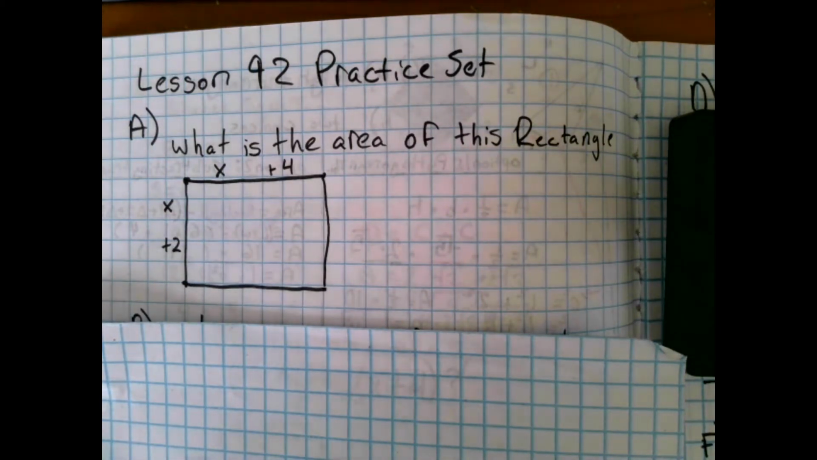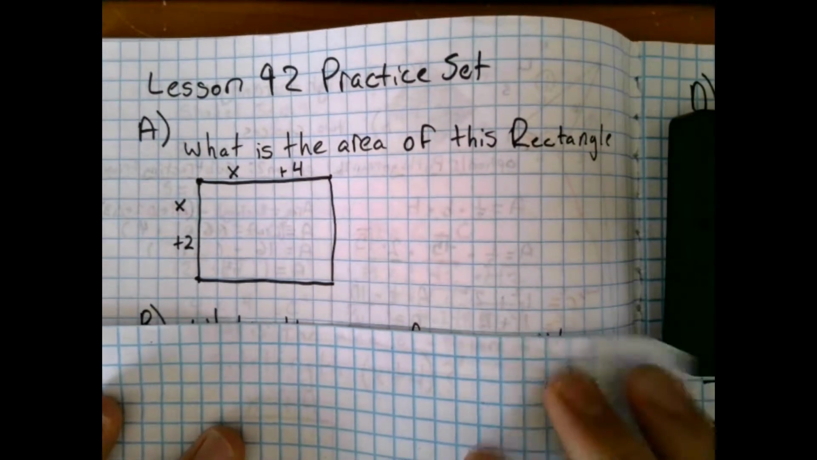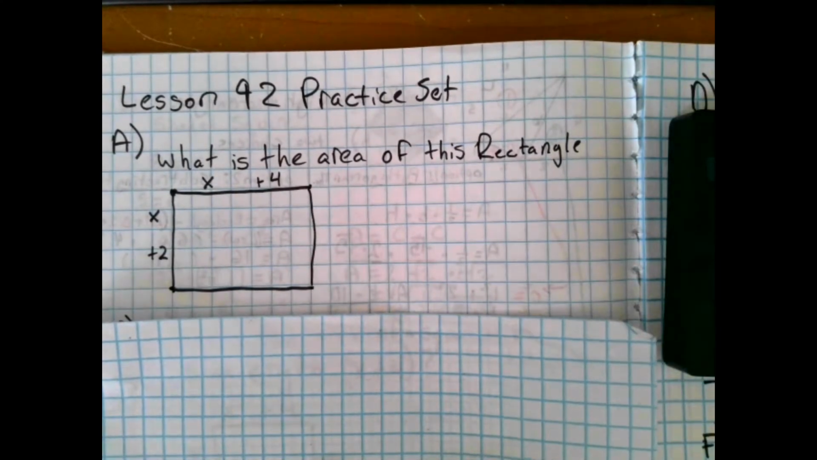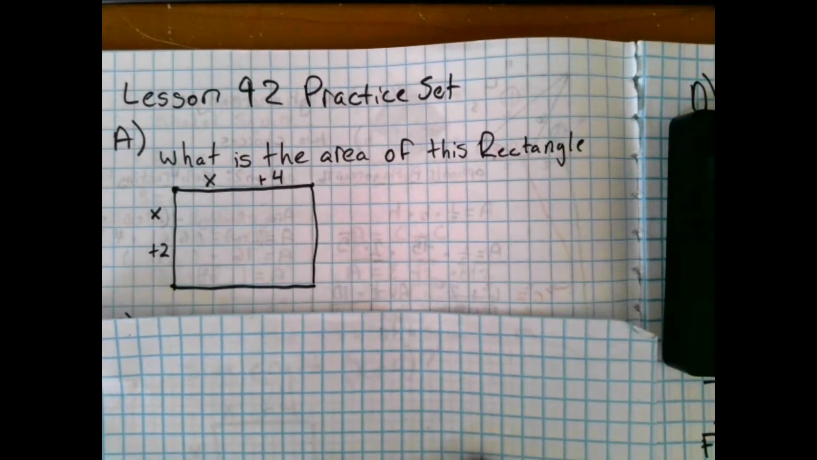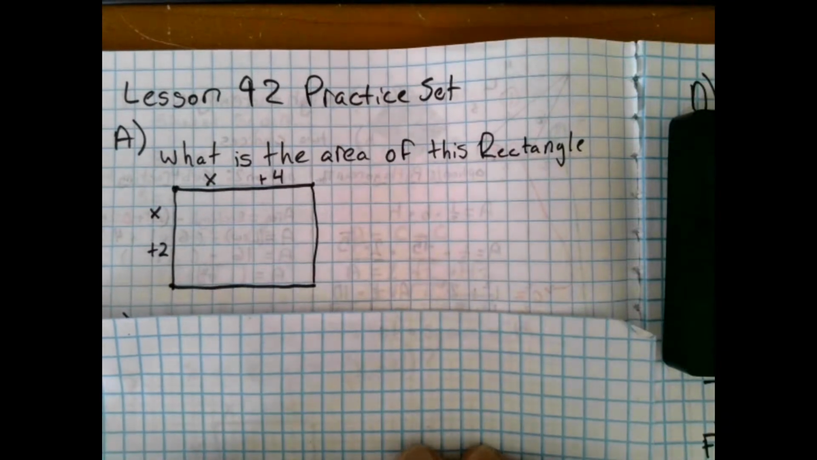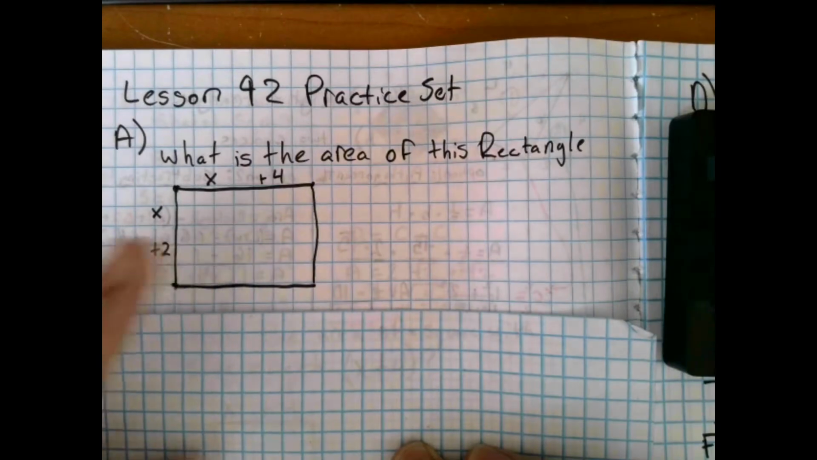Alrighty everyone, this is lesson 92 of Saxon Math Course 3's practice set. We just went over the lesson on finding the area of rectangles with variable side lengths and multiplying binomials. Practice set question A asks us, what is the area of this rectangle?